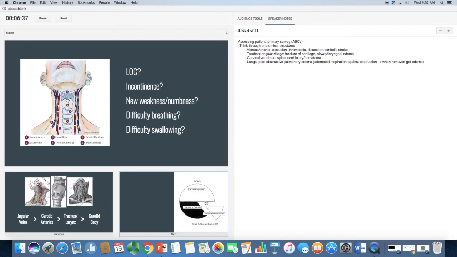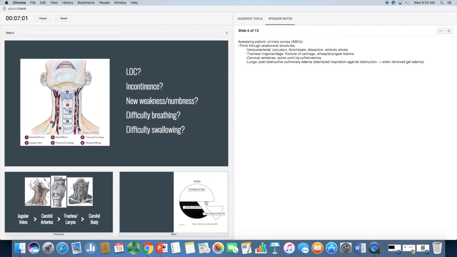So now that we get the anatomy, what are we going to talk to our patient about when they come into the emergency department? Obviously, ABCs initially. But I think that it's useful to think about getting the history and the review of systems in a very anatomic way, considering all of the anatomic structures that can be affected. So did they lose consciousness?